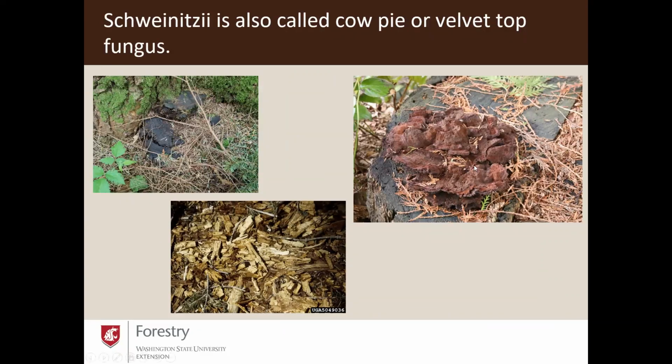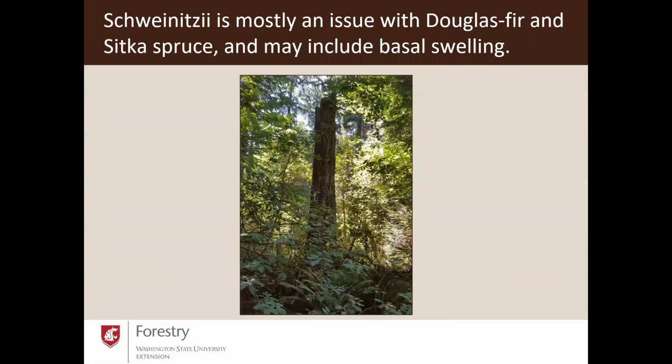So here in the photo on the right, this is a fresh conch, and see it's got that red velvety-like texture on top. And then in the upper left, we see a conch that's died and is decaying, and it looks just like a little cow pie or a meadow muffin. And then there in the lower left, you can see why this is called a brown cubical rot, because the way the wood decays is it breaks into blocks. This is mostly an issue with Douglas-fir and Sitka spruce. Doesn't really bother other species that much.